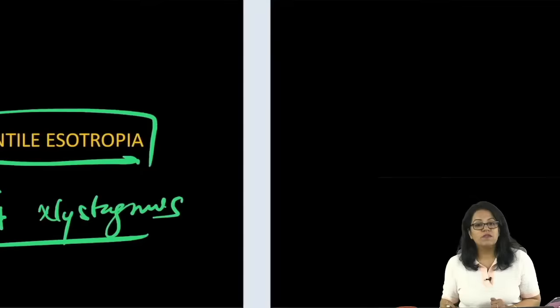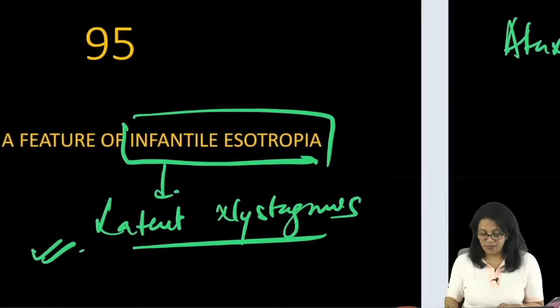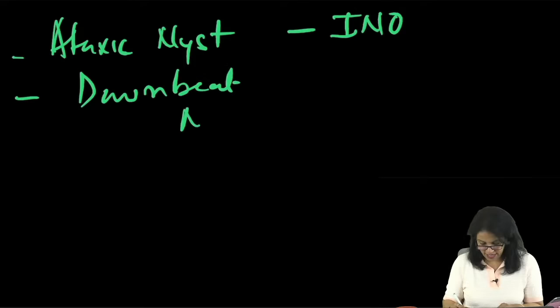And what type of nystagmus did we see in MLF lesion? That is internuclear ophthalmoplegia. You remember that? Ataxic nystagmus in INO. They have asked you. Latent in infantile, they have asked you. Then downbeat nystagmus, mainly in Arnold-Chiari malformations. This is asked in the exam. Okay, this has also been asked.